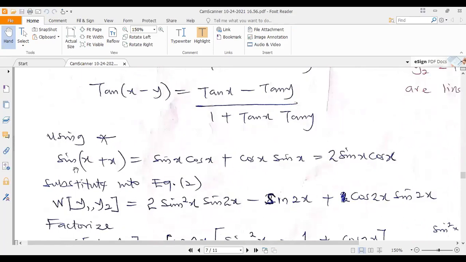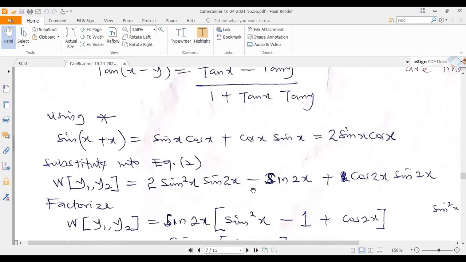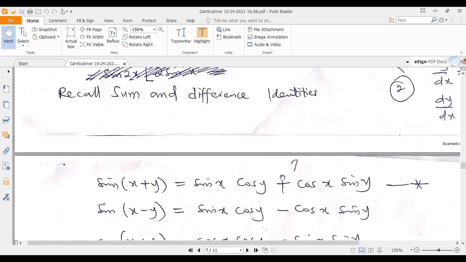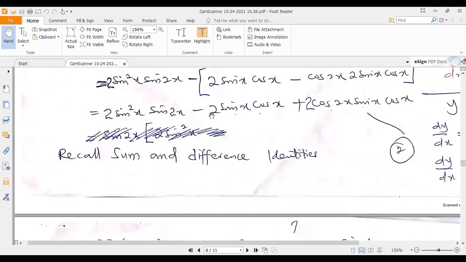So now let's go back to the problem. Let's look at sin x plus x. Sin x plus x will give us sin x cos x plus cos x sin x, which is the same thing as 2 sin x cos x. So let's go back to our problem. You now see that everything here is the same thing as sin 2x. Do you agree with me? Everything here is the same thing as sin 2x.